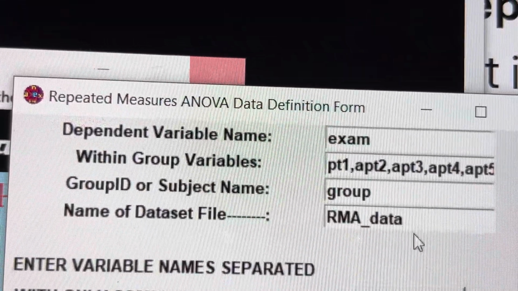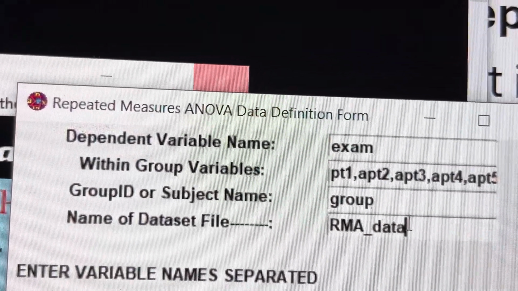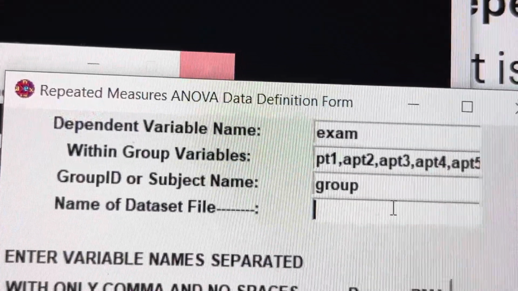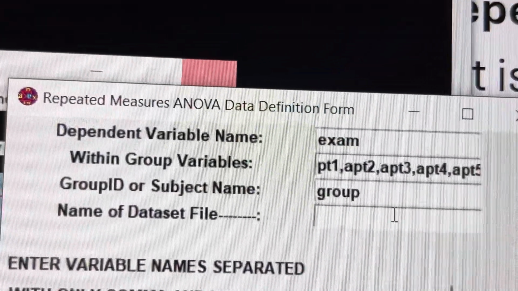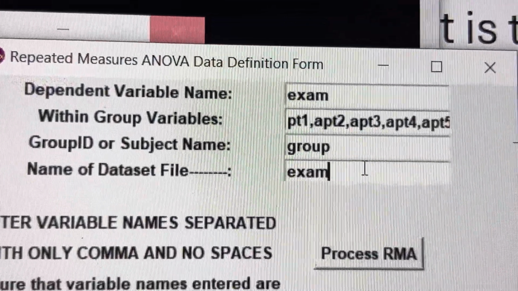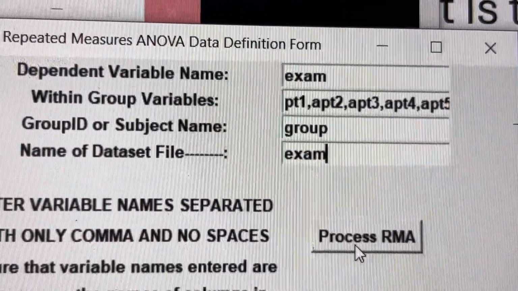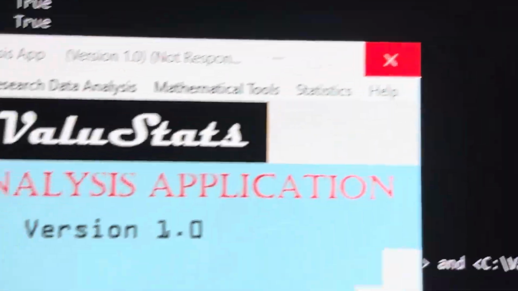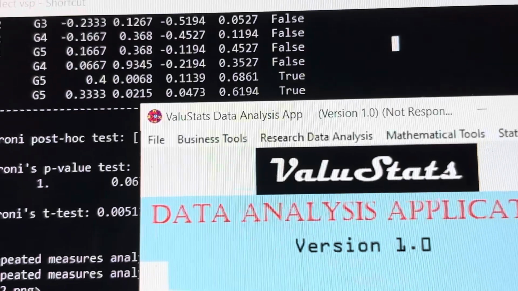And then the data set that we use, the name of the data set is called exam. That's the data set name. Now we simply click OK. That is that, and then we wait for it.